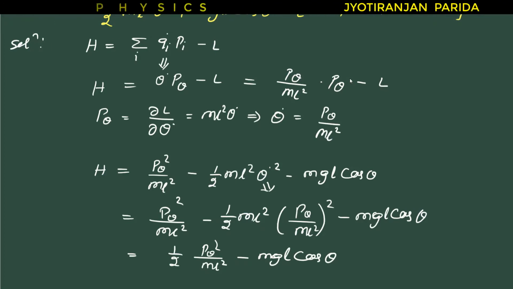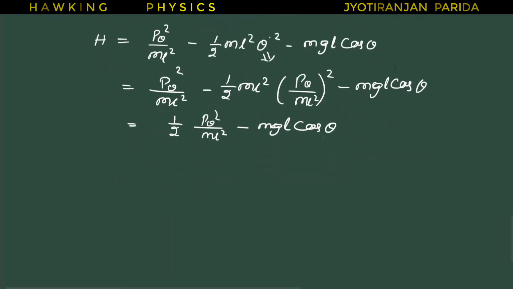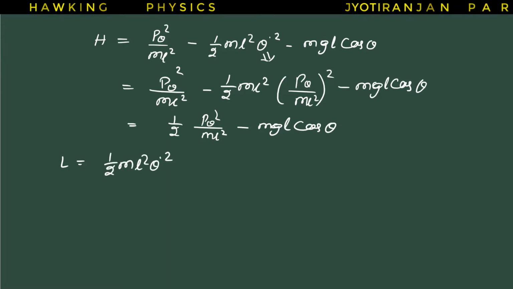Yes or no? Then just apply a trick to find out the Hamiltonian from the Lagrangian. You have to take only 5 to 10 seconds. Okay, how can we find out the Hamiltonian from the Lagrangian? Same problem. Just see what we have. We have the Lagrangian equal to half m l square theta dot square plus mgl cos theta. Just see how we can write the Hamiltonian.